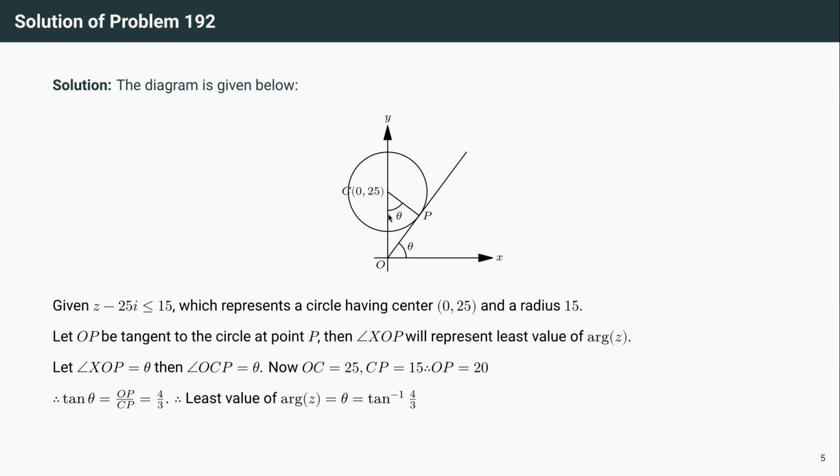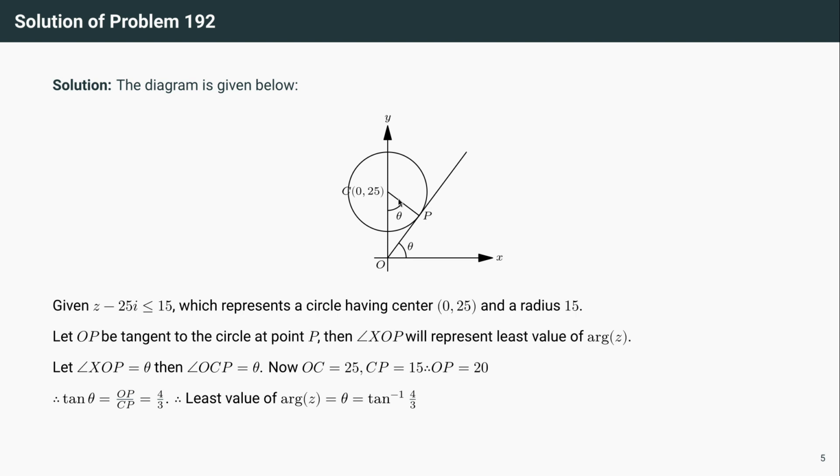And since we have to find the point which has least argument, from the origin we have drawn a tangent. This tangent will represent the argument theta, which will be least. Now since this is theta, from geometry you can figure out that angle XOP is theta. If this is theta, then POC will become 90 minus theta, because XOY is 90 degrees. So POC will be 90 minus theta.